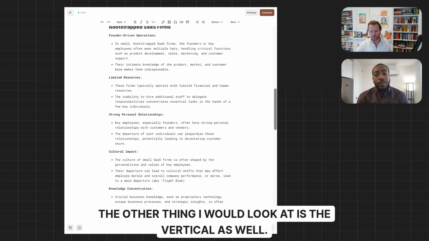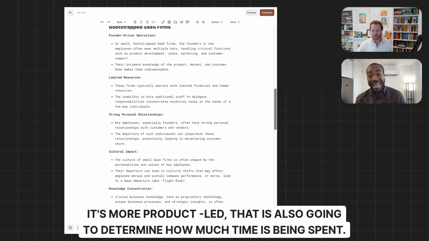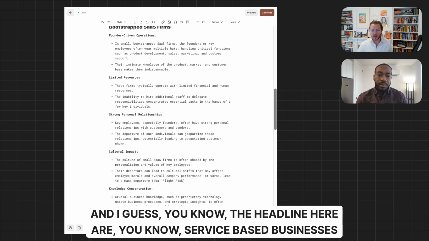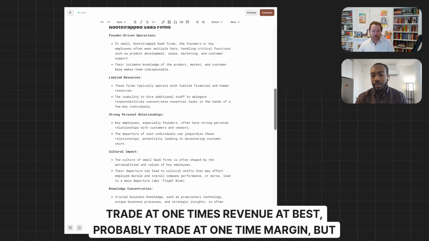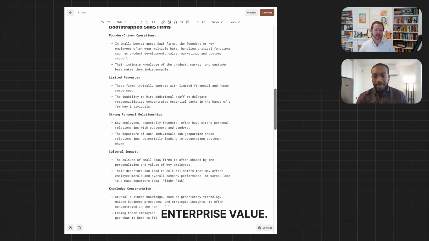Yeah, the other thing I would look at is the vertical as well. You want to look at whether it's more service based and sales led versus more product led. That is also going to determine how much time is being spent. Absolutely, well said. The headline here is, service-based businesses trade at 1 times revenue at best, probably 1 times margin, but those almost have no value because the key employee risk wipes out all the enterprise value.